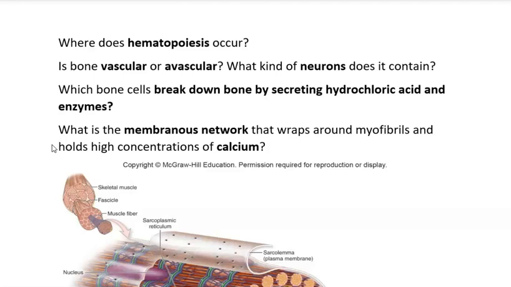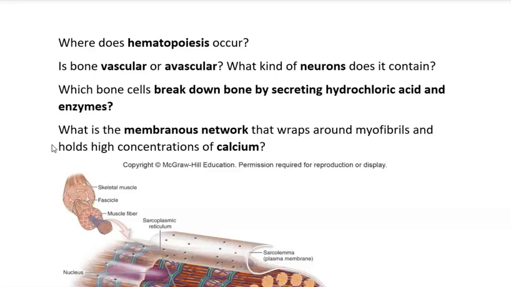Is bone vascular or avascular, and what kind of neurons does it contain? Well, recall that cartilage is avascular, but bone is very vascular. Bone itself is very vascular. And the kind of neurons it's going to contain, well, this should make sense. It's going to contain sensory neurons and not motor neurons, okay, because there's nothing in the bone to move. The movement is going to come from muscle cells, okay? So sensory neurons are going to be what's contained in bones.